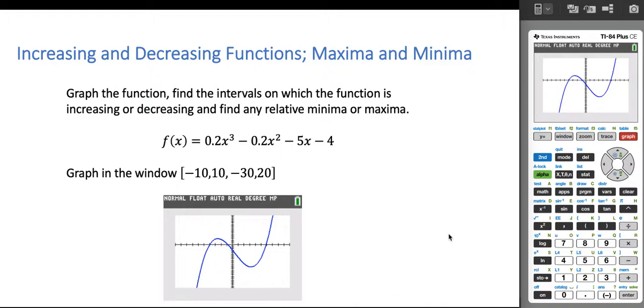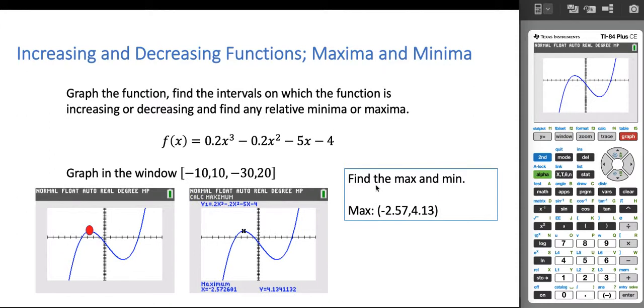All right, so what I want to do now is show you how to find those max and mins on your calculator. So what we're going to do first is find the maximum value. To find the maximum value, I'm going to show you how to get to this screen. So the maximum value is 4.13 and it occurs at -2.57. But I want to show you how to get to this screen.